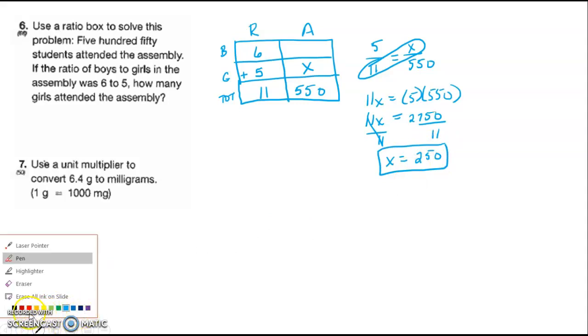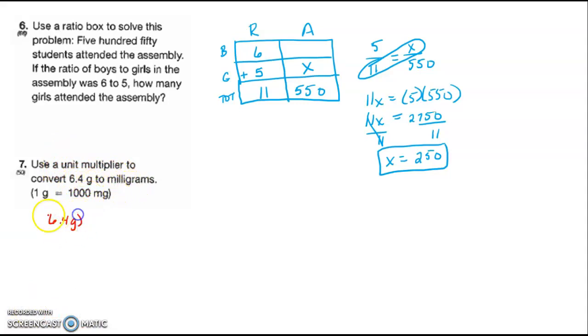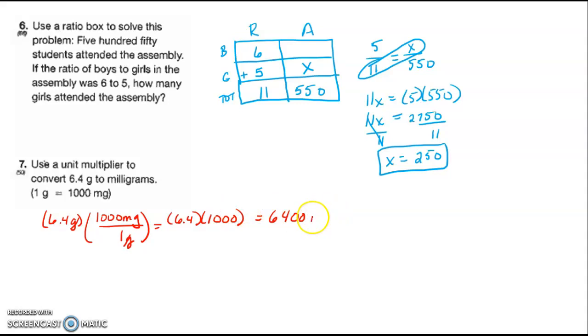Let's do a different color. Let's do red. Use a unit multiplier to convert 6.4 grams to milligrams. So 6.4 grams. I want milligrams in the top. My grams are going to cancel. I get 6.4 times 1,000, which is 6,400 milligrams.